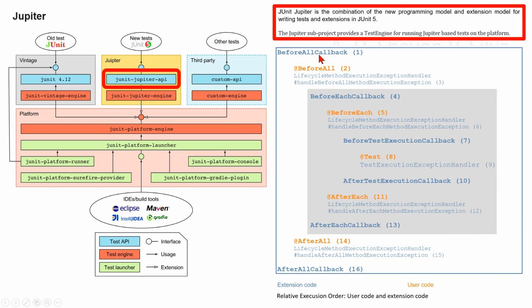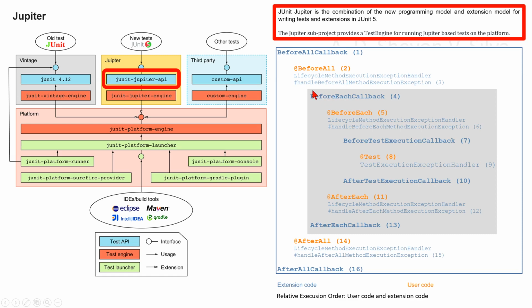Here, step 1, the interface org.junit.jupiter.api.extension.BeforeAllCallback. Extension code executed before all tests of the container are executed. Step 2, the annotation org.junit.jupiter.api.BeforeAll. User code executed before all tests of the container are executed.